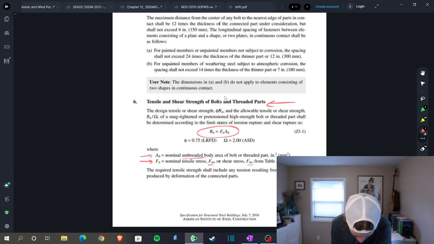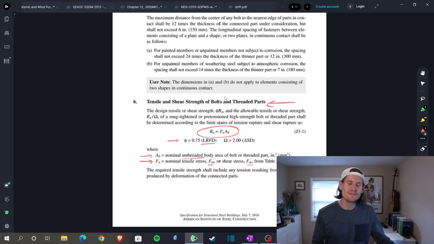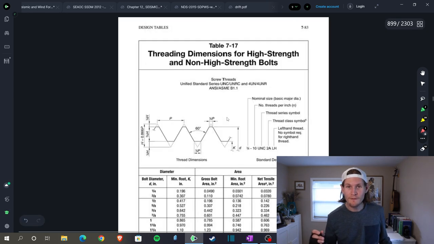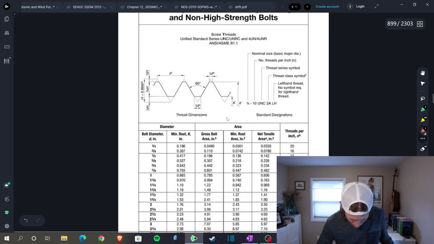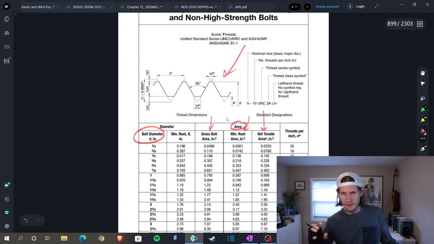All right, so that's our equation. We have our phi factor. We're designing for LRFD. So now we just need AB. And for that, if you've been keeping up to date with my YouTube shorts, you're going to go to table 7-17. See you over there. And from this, they give you all of the bolt diameters and then their actual cross-sectional area. Gross, talking about the root, net, based on threads, and they give you kind of a bigger blow up here of dimensions of these threaded parts.